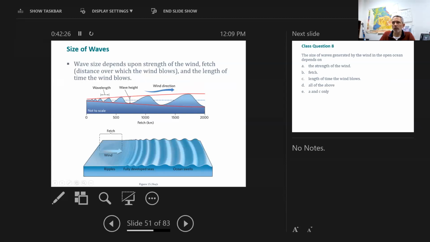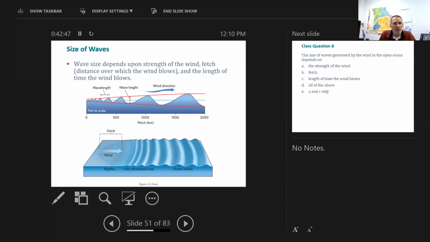And so when we start looking at the size of these waves, there's a number of different factors which are going to influence the size of the waves. First of all is the strength of the winds. If we have 50-mile-an-hour winds, it's going to create bigger waves than if we had 5-mile-an-hour winds.